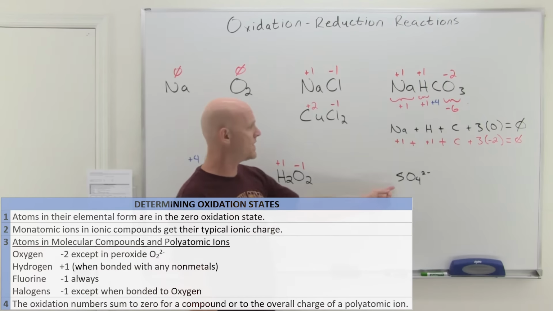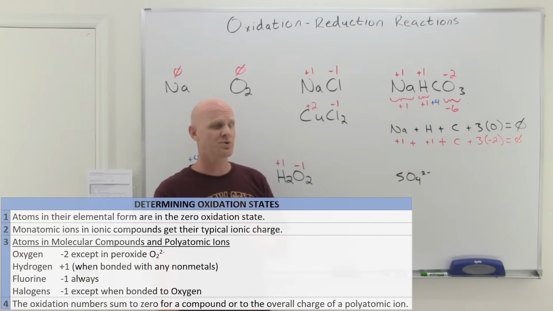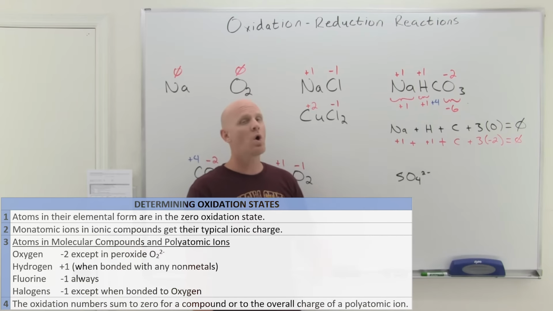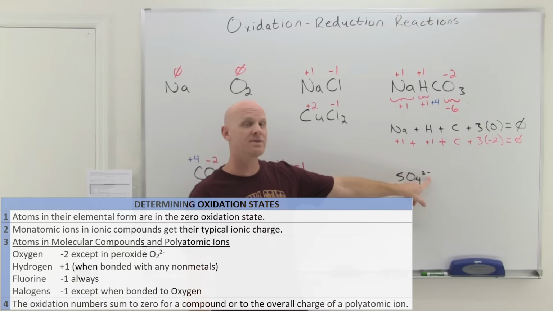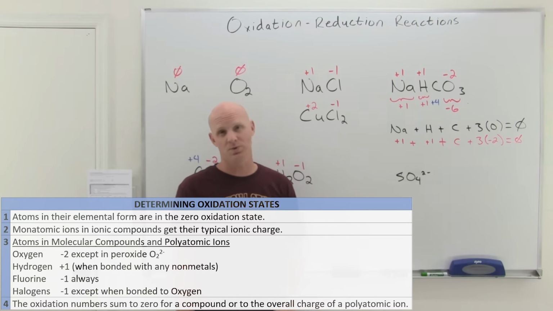All right, I want to make sure we did one example of an ion rather than a neutral compound. And the big difference here is that instead of all the individual oxidation states summing to 0, in this case for sulfate ion, it's going to sum to -2.